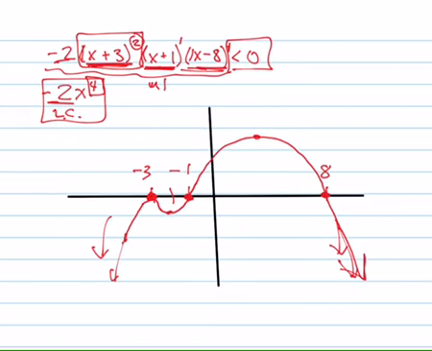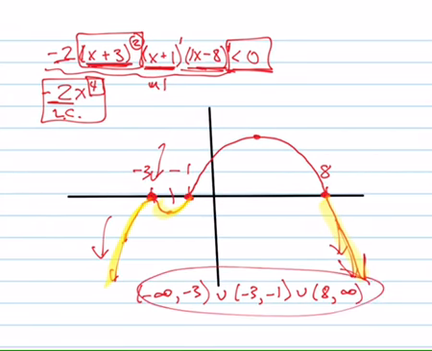So when is it less than 0? Well, that function is less than 0 here, here, and here. Okay. Notice it's not less than 0 right at negative 3. It's equal to 0. So my solution is from negative infinity to negative 3, not including negative 3, union from negative 3 to negative 1, not including either of them, union from 8, not including it, to infinity. That's my solution set.